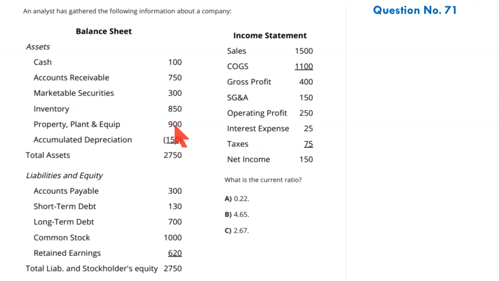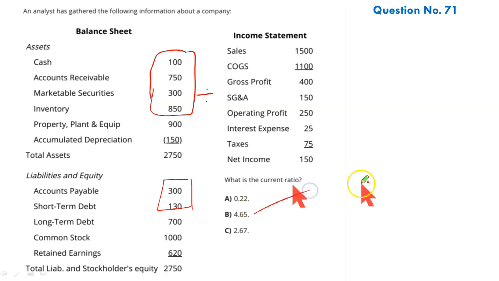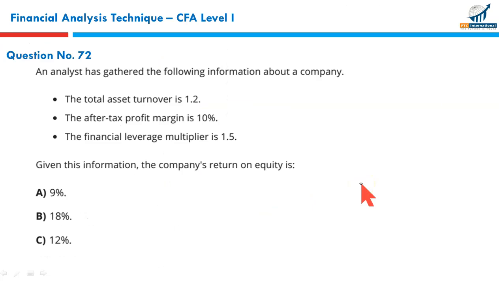Next, what do we need? Current ratio. Wallah Azim, too easy at this level. Current ratio is current assets. Current assets are cash, account receivables, marketable securities, and this, divided by current liabilities, which is your accounts payable and short-term debt. As simple as that. Right? So it's going to be 100 plus 750 plus 300 plus 850 divided by 430. That is 4.65. B it is.